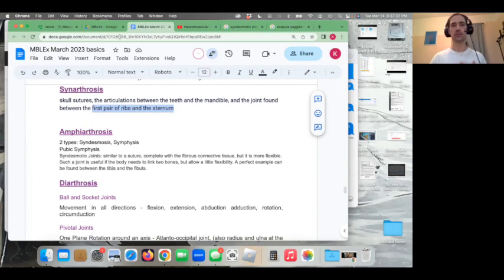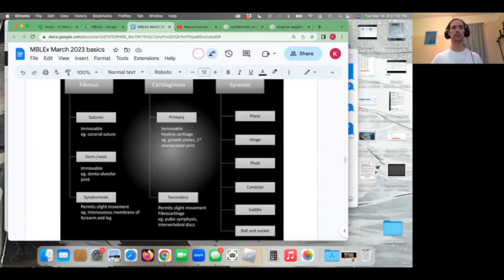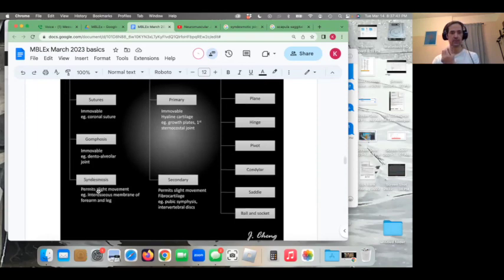So those are synarthrotic joints. Gomphoses refer specifically to the dentures or the teeth. Syndesmotic joints or syndesmoses are, for example, the interosseous membrane of the forearm and the leg.